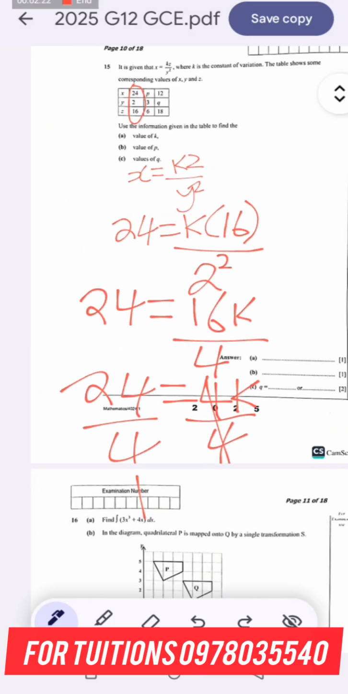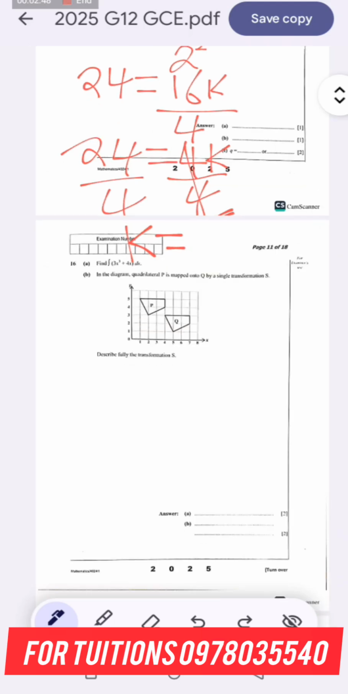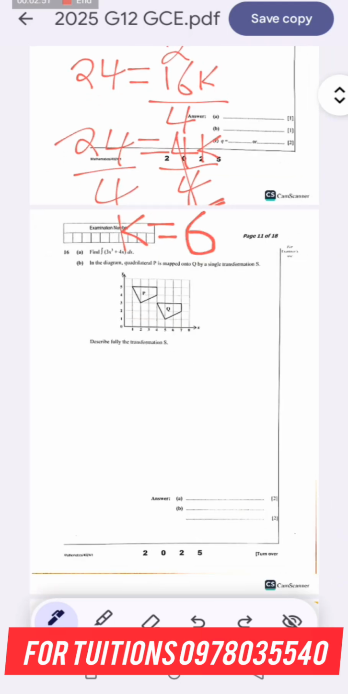So now we want to know what our k is. What is 24 divided by 4? What are you going to have? Of course your answer is going to give you 6. So the value of k is just 6. So k is equal to 6. Okay, that's the value of k there. It means we have found the value of k. So that is how you calculate.